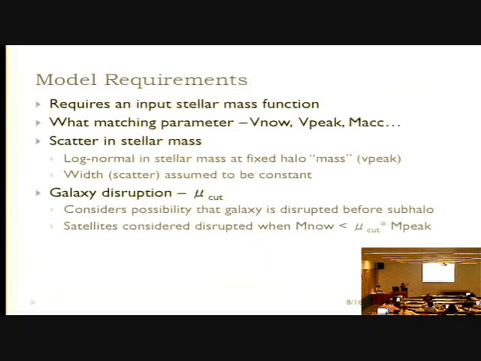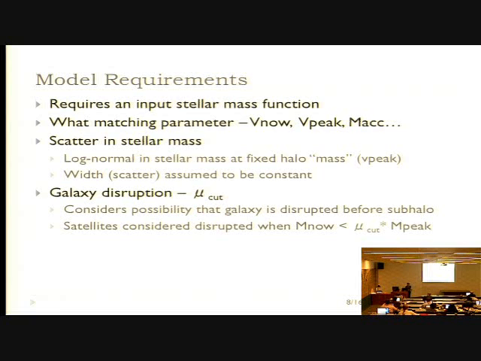So, input stellar mass function. But the question then becomes, what are you using for your abundance matching parameter? In our case, we end up finding that what we're calling V-peak is the best result. So rather than even using the mass, we're taking the maximum circular velocity of the dark matter halo, tracing that out through the history of the halo, and taking the maximum that it ever was.